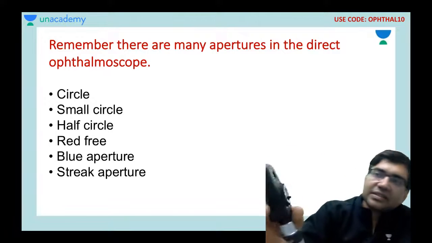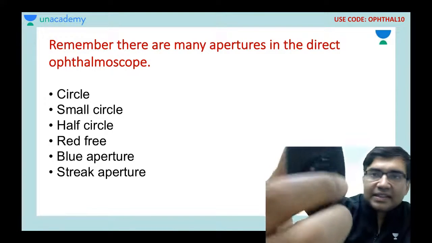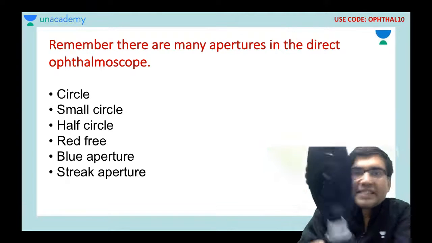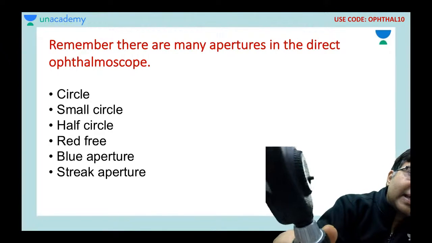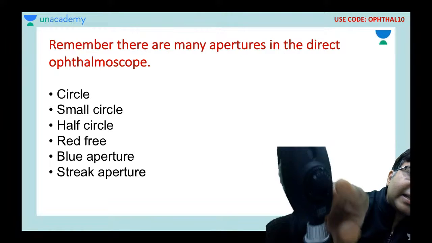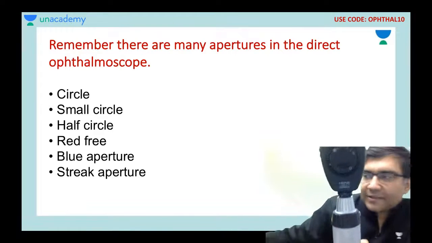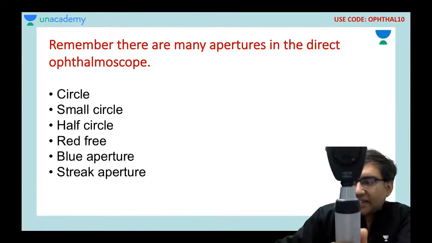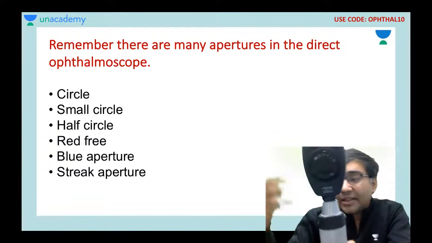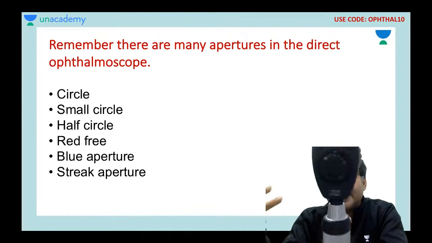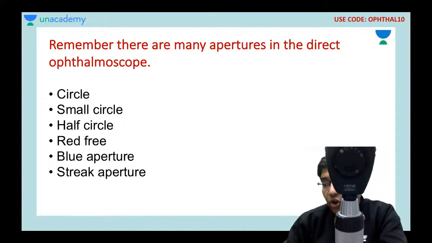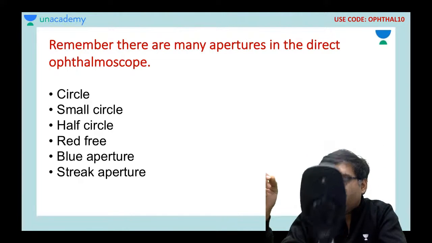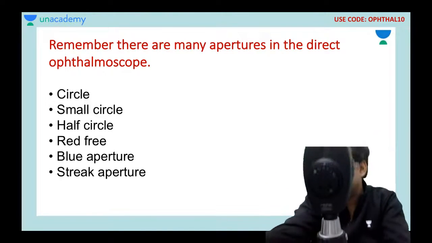Can you see this? These apertures here. If you can see, there are 5 or 6 apertures here, and these apertures basically have different functions when we are doing a direct ophthalmoscopy.